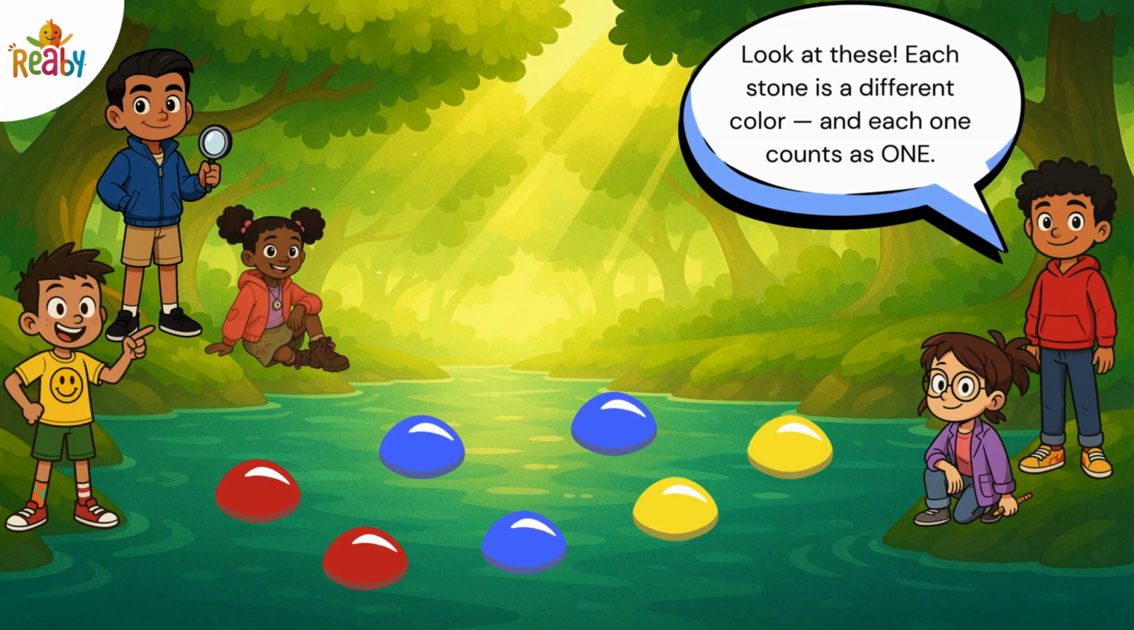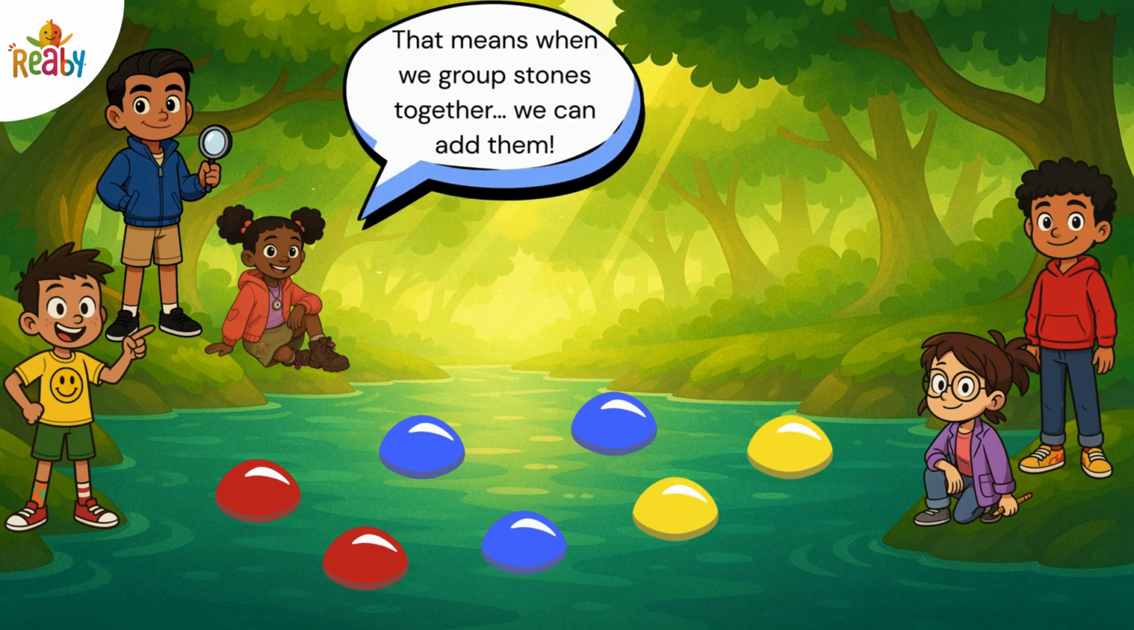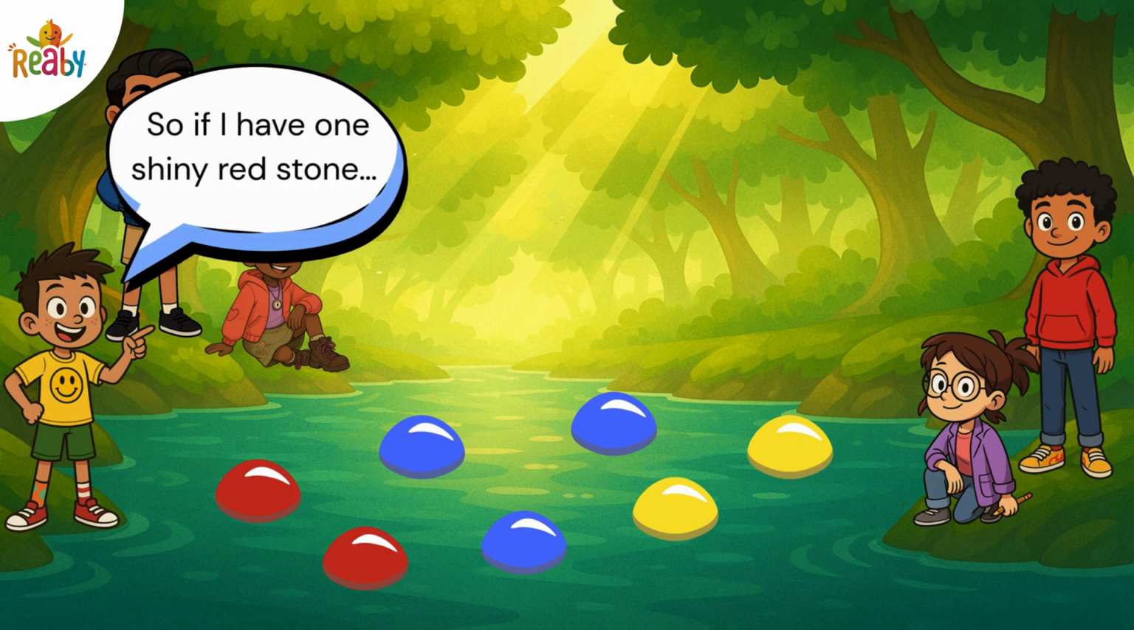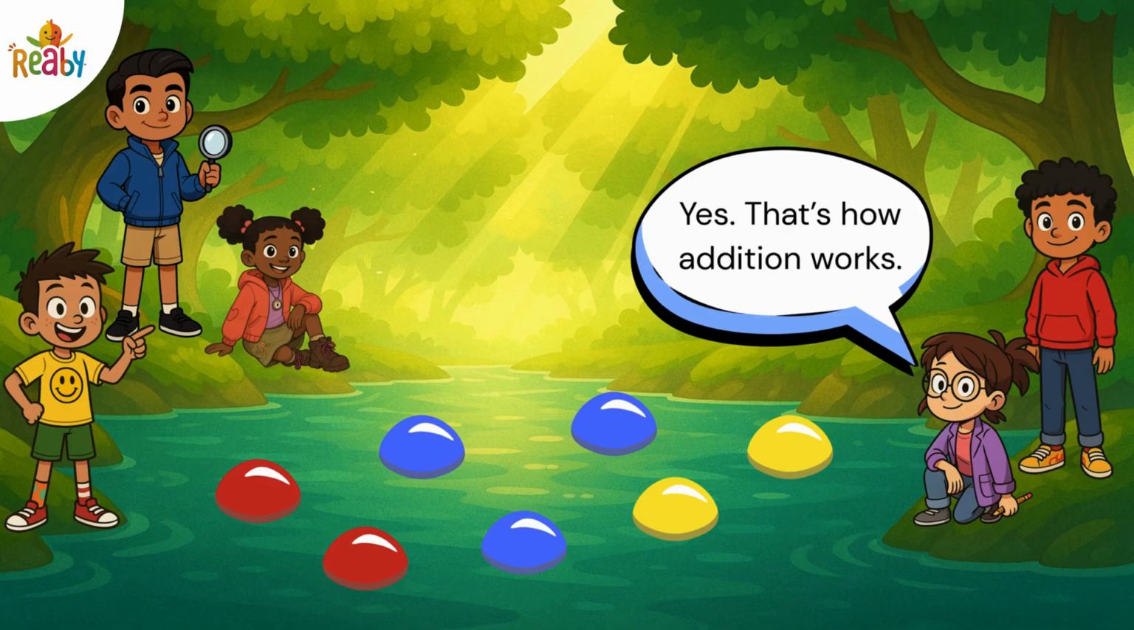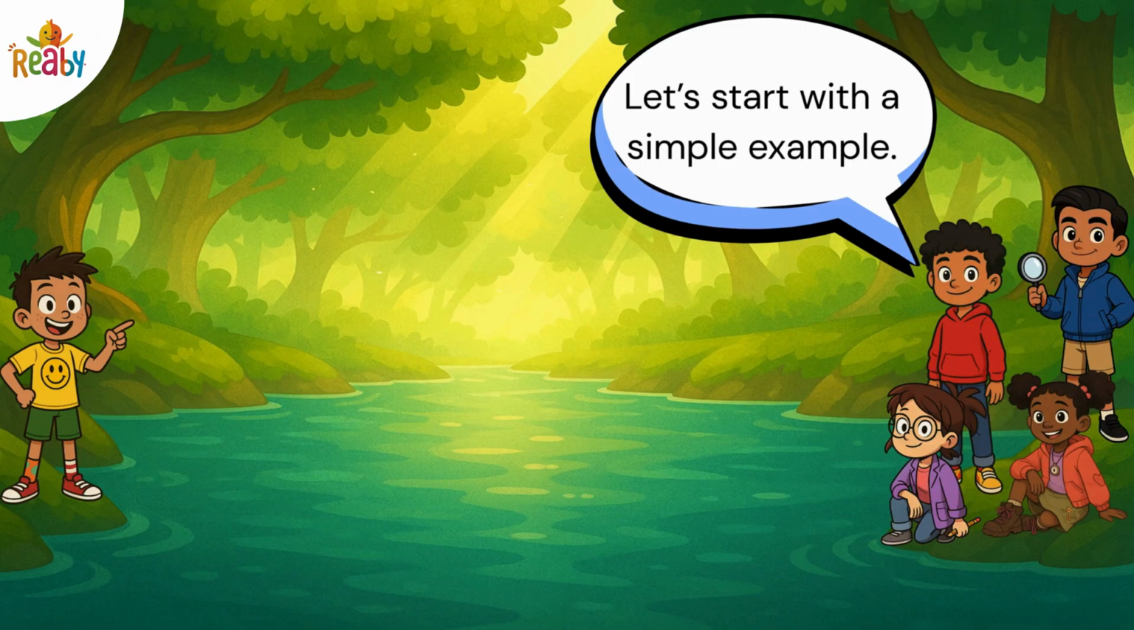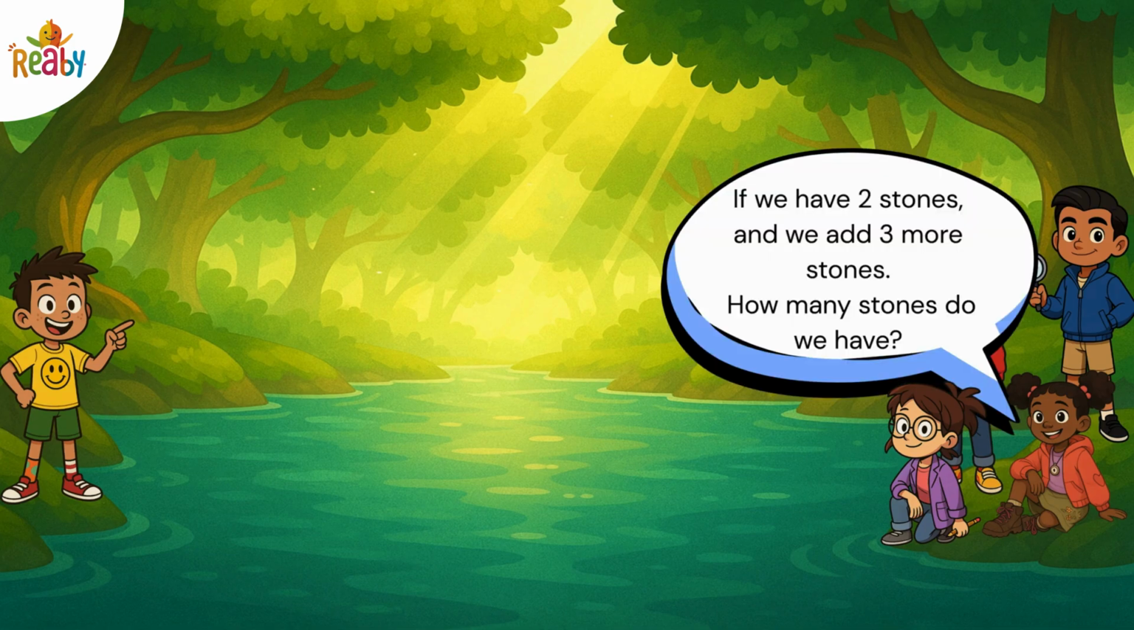Look at these! Each stone is a different color, and each one counts as one. That means when we group stones together, we can add them. So if I have one shiny red stone and another shiny red stone, do I have two shiny red stones? Yes, that's how addition works. Let's start with a simple example. If we have 2 stones and we add 3 more stones, how many stones do we have?